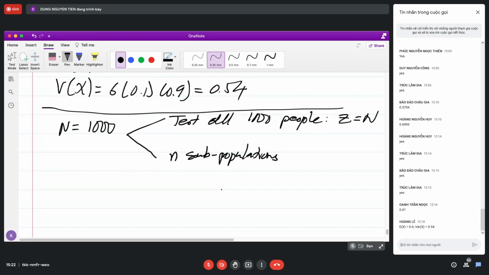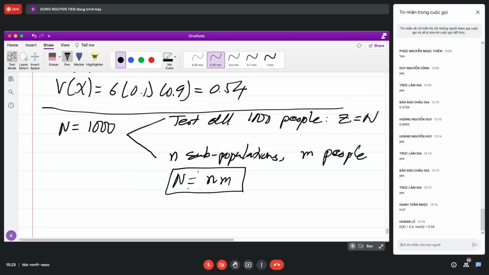Suppose there are n subpopulations, and in each subpopulation there are m people, or m members. Let's say there are n groups, and each group has m people. So I have the equation capital N equals n times m.